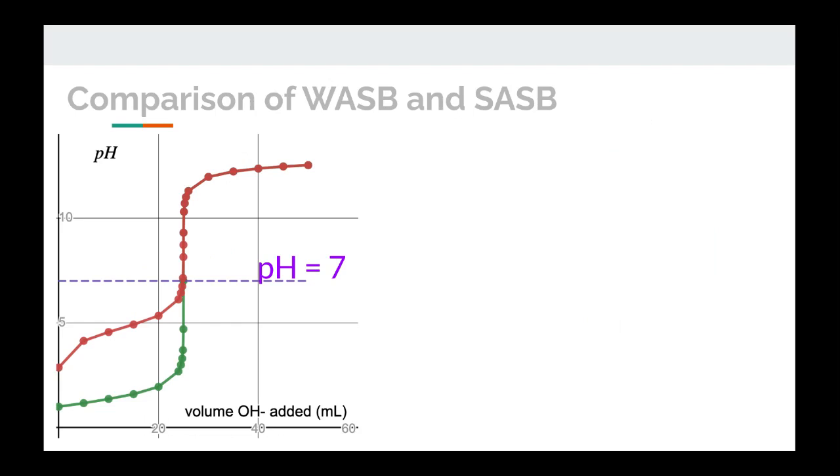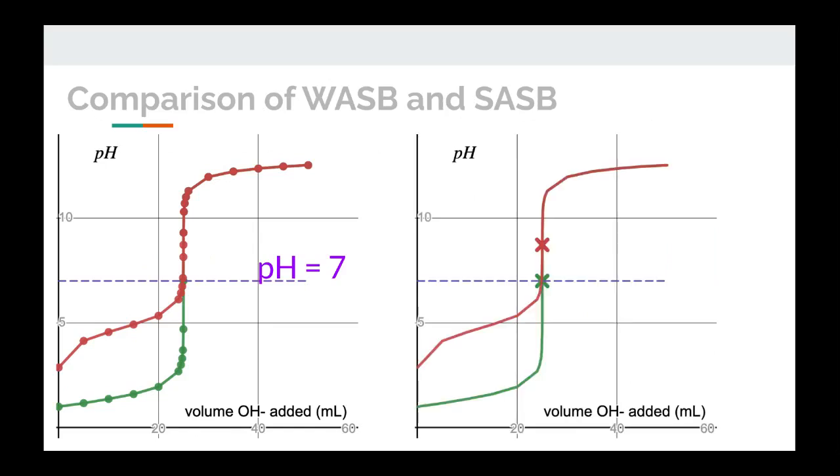pH 7 is outlined here. We can see that the equivalence point is pH 7 for the green curve. That's the strong acid, strong base, but it's higher than pH 7 at the equivalence point for the weak acid, strong base. Those are your equivalence points compared with 7.